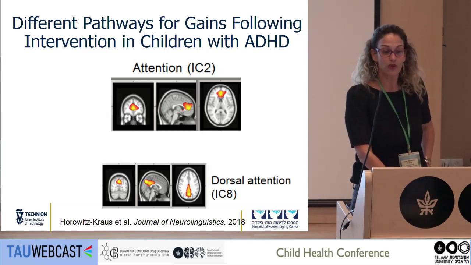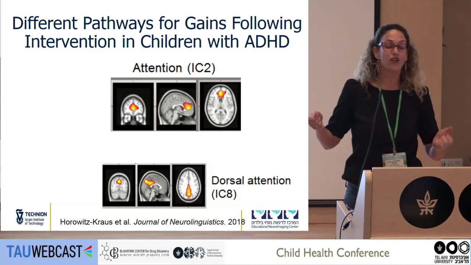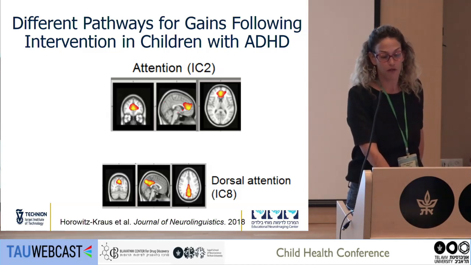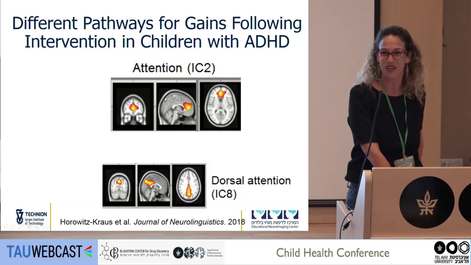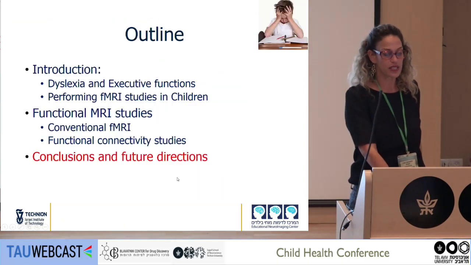These individuals showed increased functional connections between the attention network and the dorsal attention network, both of which are part of the executive function system, but we didn't find an involvement of the visual system that basically works in a more atypical way in individuals with dyslexia.